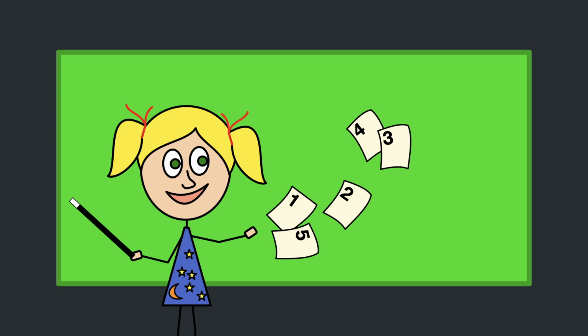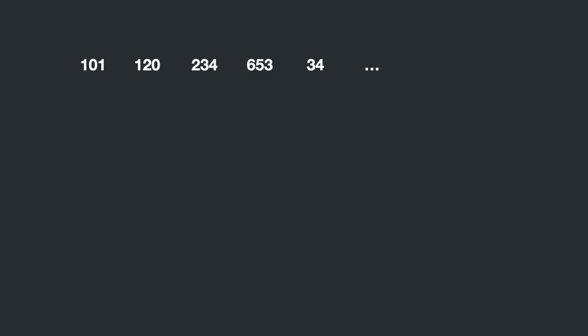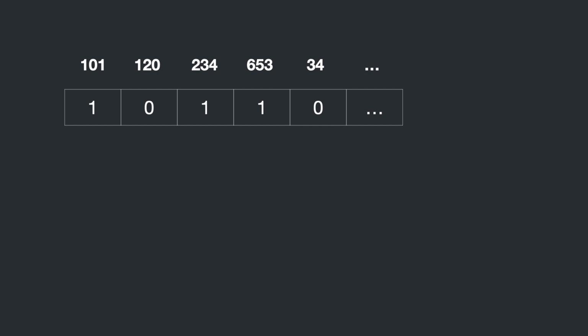But there is another way to approach the problem. It is the genetic algorithm, and the approach is different from brute force. So, how does it work? There is a list of mushroom weights. A list of binary values with the same length is created. 1 means the mushroom is in the bag. 0 means it is not in the bag. This list is called a chromosome. Values in the chromosome are called genes.